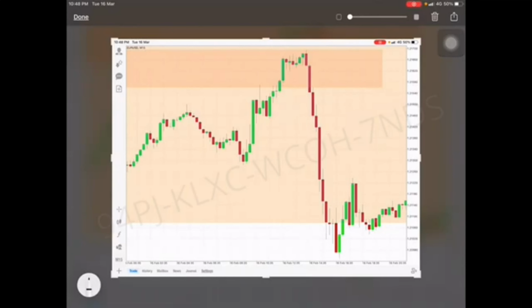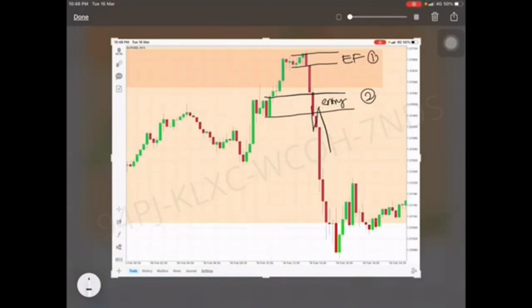For entry, we are going to mark the engulfing fail right here. This is engulfing fail, and there is also another one right here. So you have one zone, two zone. When the price retests, you can enter. Is it clear to you? Yes. Until then, we are waiting.